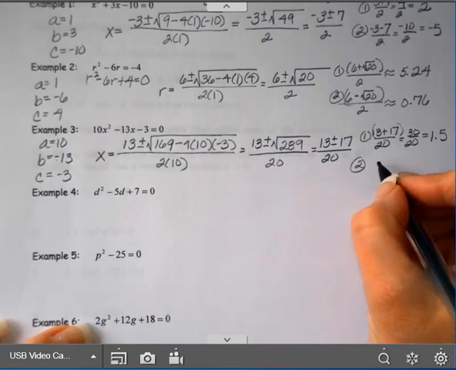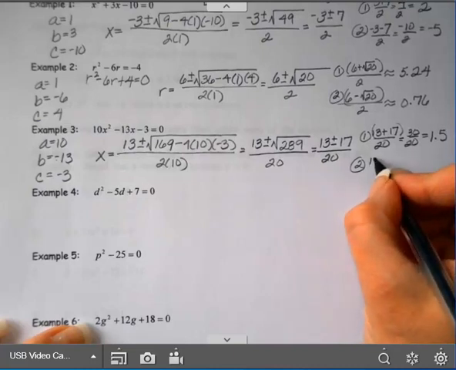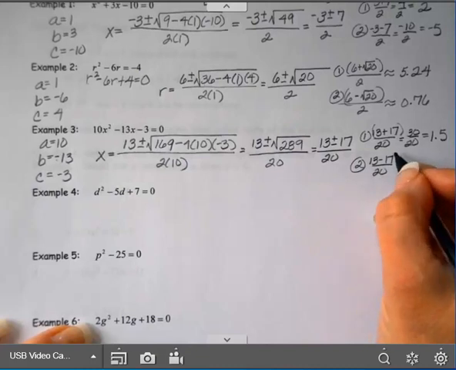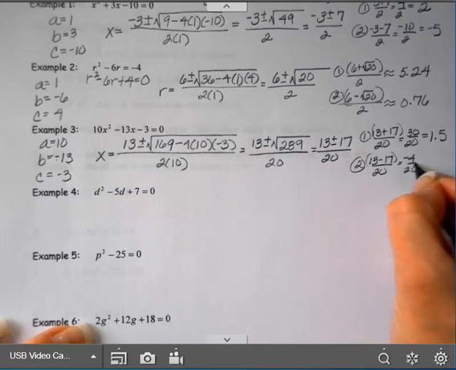And the second one is 13 minus 17 over 20. And that's -4 over 20. So -1/5, or if you want to write that as a decimal, -0.2.